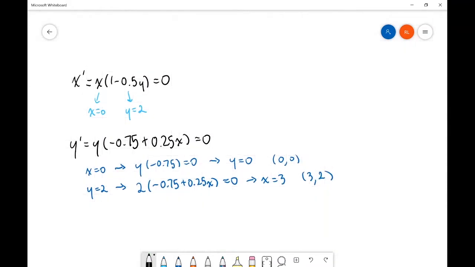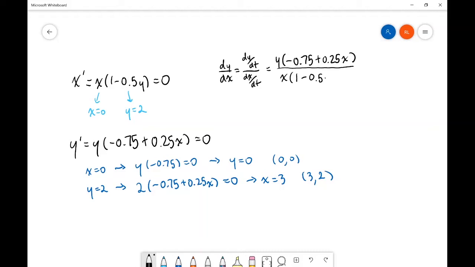So we realize that dy dx is essentially the same thing as dy dt over dx dt, which means that this equals y times negative 0.75 plus 0.25x over x times 1 minus 0.5y. So we're going to take this and put it into D field now.